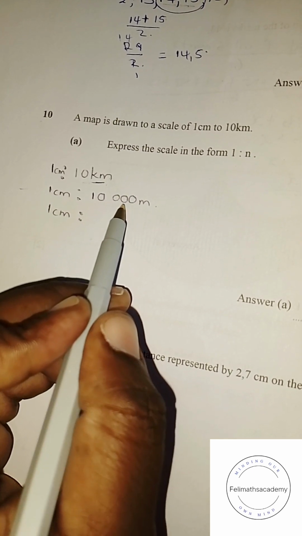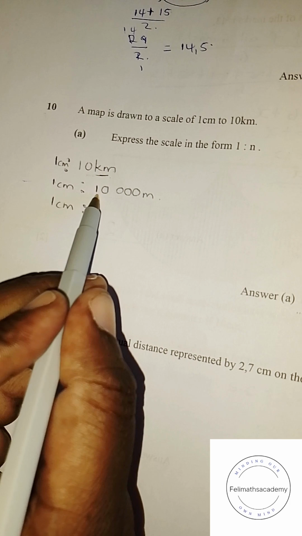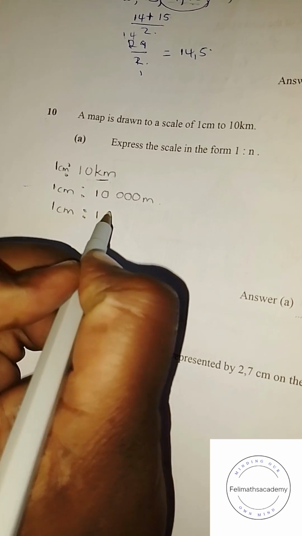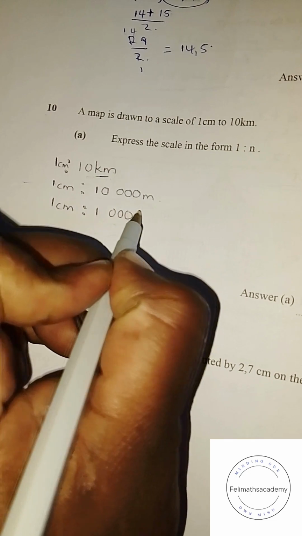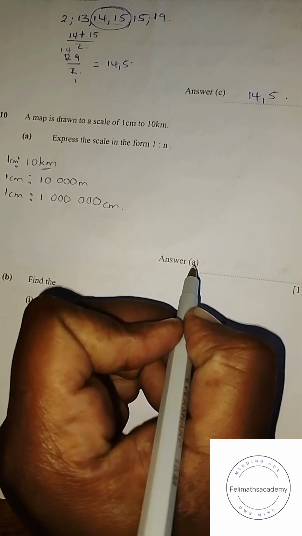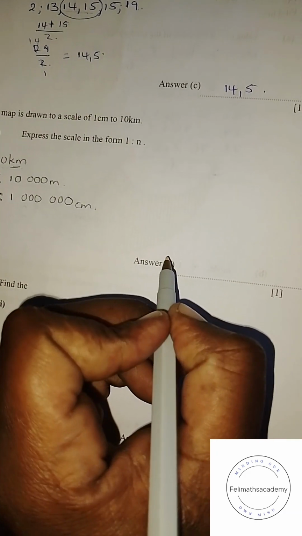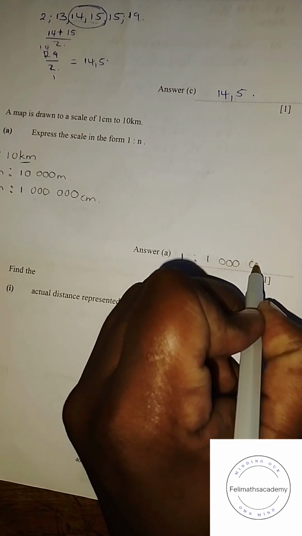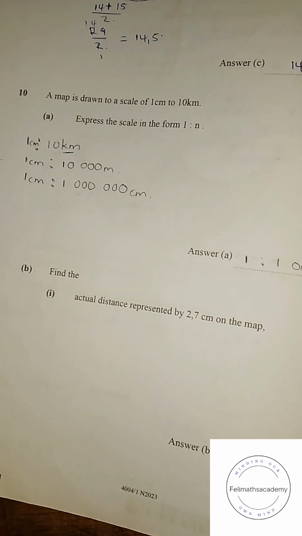Then 1 centimeter represents, we are now converting 10,000 meters to centimeters. 1 meter is equal to 100 centimeters. So we multiply this by 100 to get 1 million centimeters. So we express the scale in the form 1:1 million. Right, so that's our number 10A.